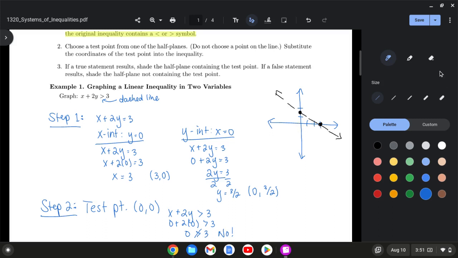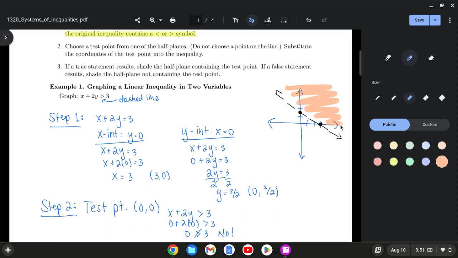And so therefore, that means that 0, 0 does not satisfy our inequality. And so therefore, we are going to shade the other half. So since our point was on this side of the line, we're going to shade the opposite side of the line. And there we graphed our inequality.